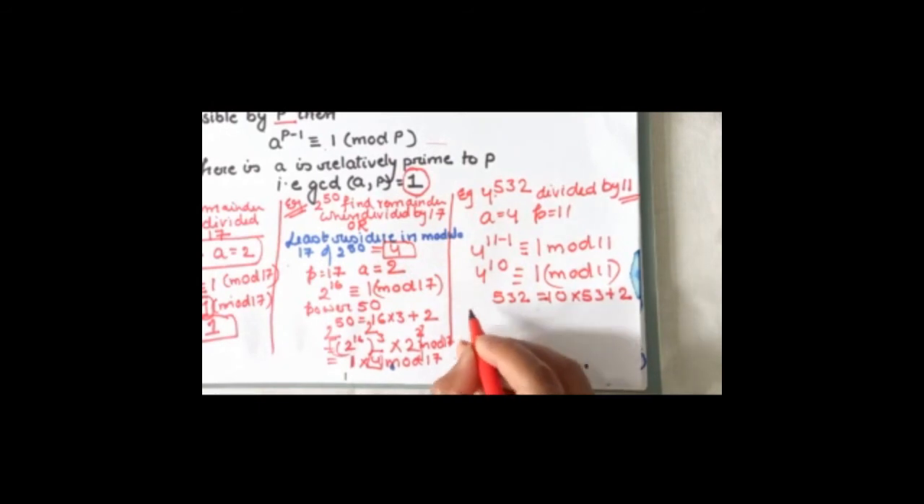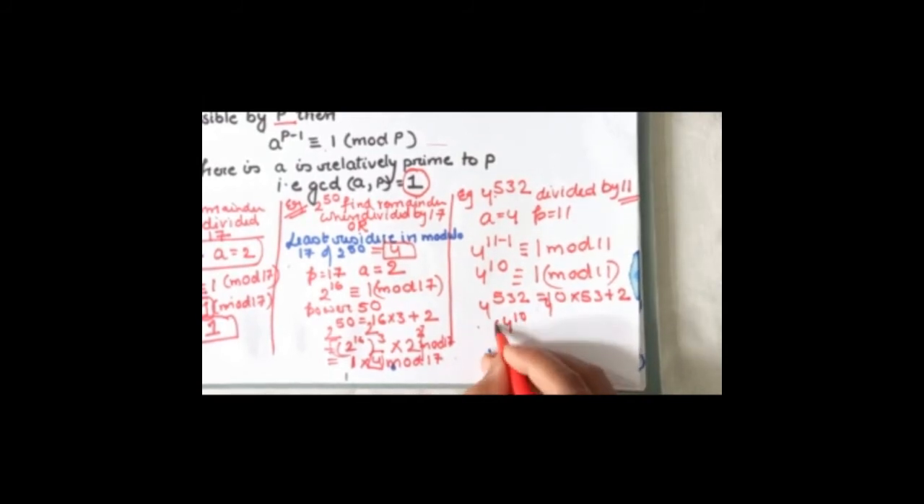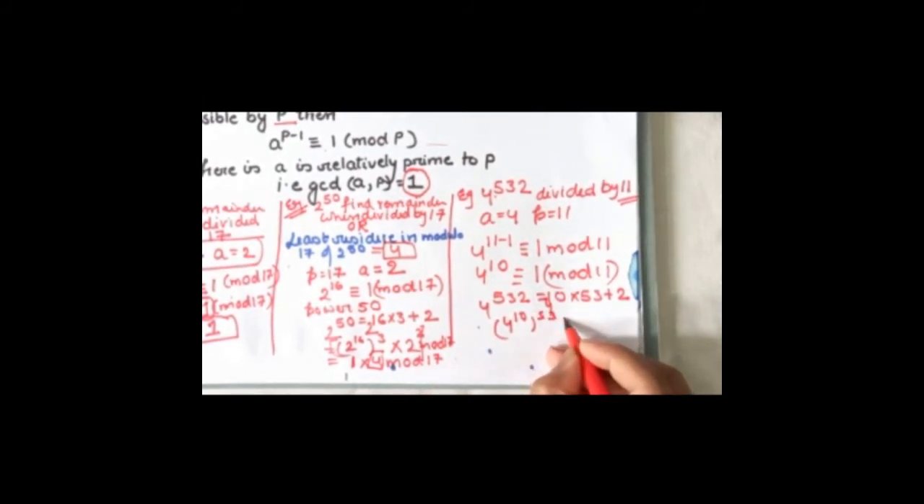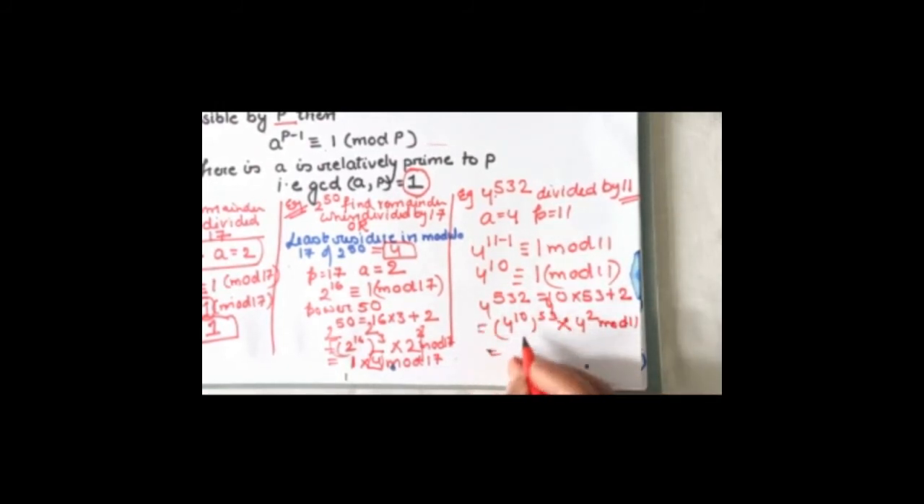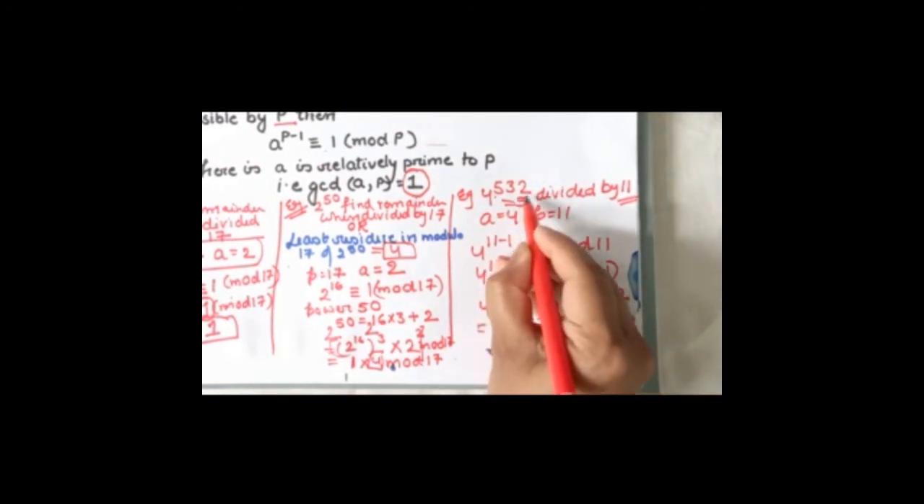After doing this, you can write it like this. We will write (4 to the power 10) to the power 53 into 4 to the power 2 mod 11. This is entirely going to be 1, plus 4 to the power 2, which is 16 mod 11. Now when you divide 16 by 11, what is the residue? The residue is going to be 5. So the answer is 5 mod 11. Therefore my answer is 5.